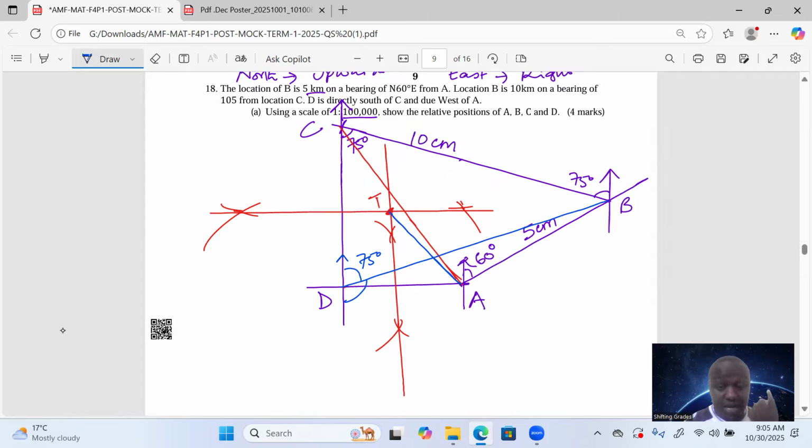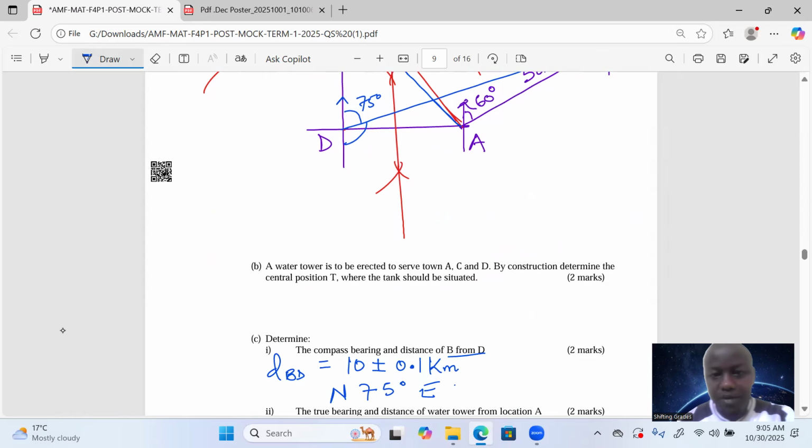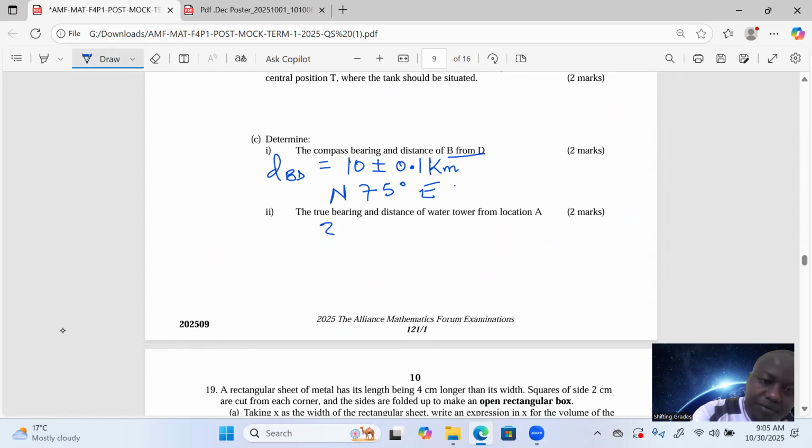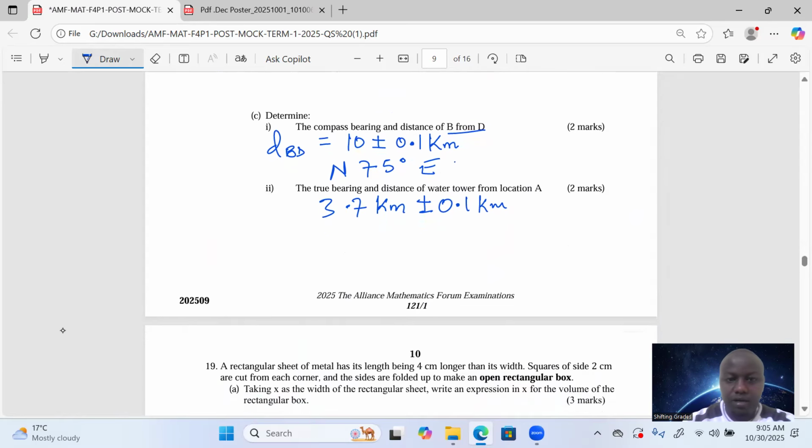Then after connecting them, we talk about the bearing and distance. For this case, we need the true bearing and distance. The distance measured is 3.7. These are centimeters and also kilometers, but you will be considered within an accuracy of plus or minus 0.1 kilometers. So if you get 3.8 or 3.6, you are within the limits.